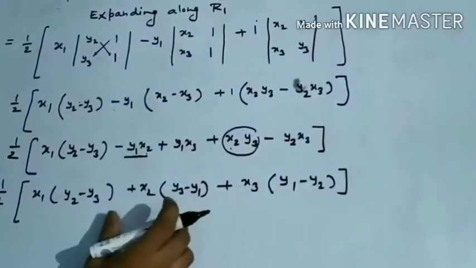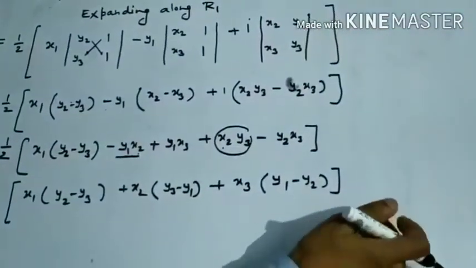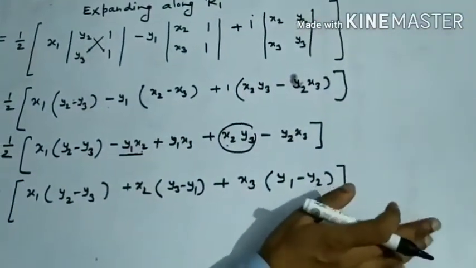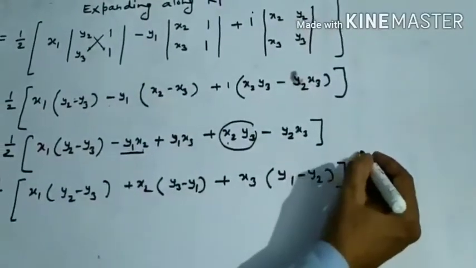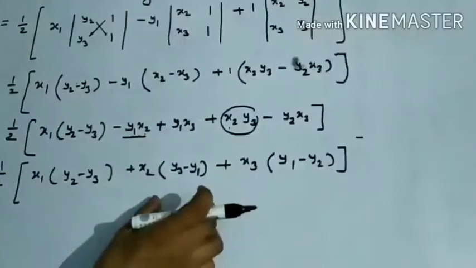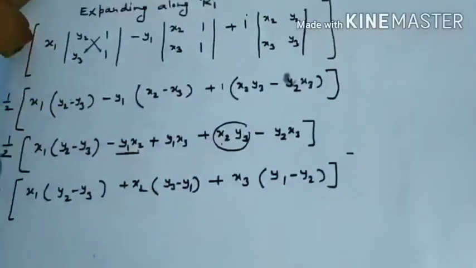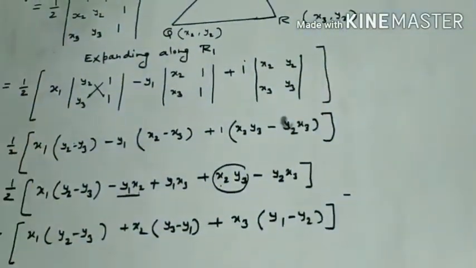This is the well known formula for finding the area of a triangle that we studied in class 10th, when the coordinates of the vertices of the triangle are given. It means that this is the determinantal value of this determinant.